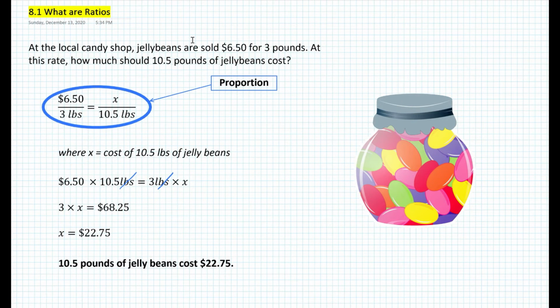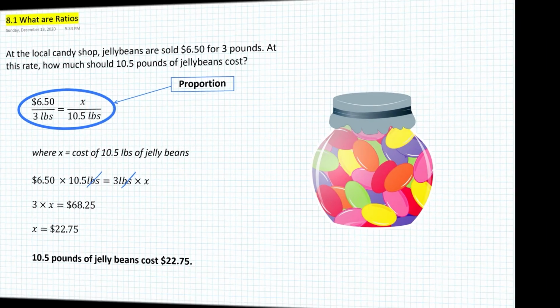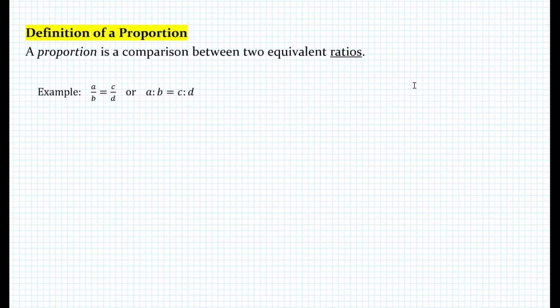Now, when we translated this word problem mathematically, we were able to set up something called a proportion. And in today's lesson, we are going to learn what proportions and ratios are and how we apply those in geometry. So let's first get started with the definition of proportion. A proportion is a comparison between two equivalent ratios.